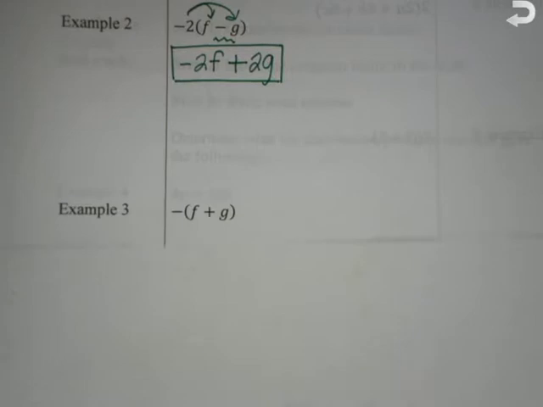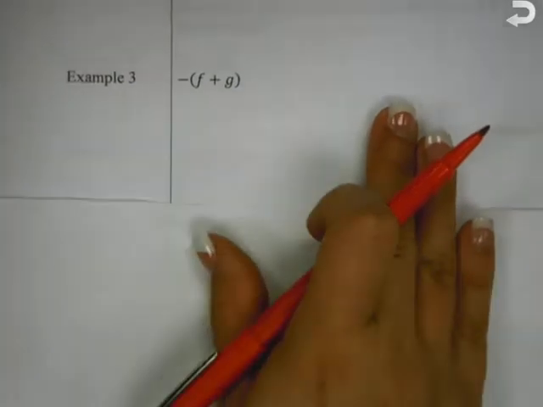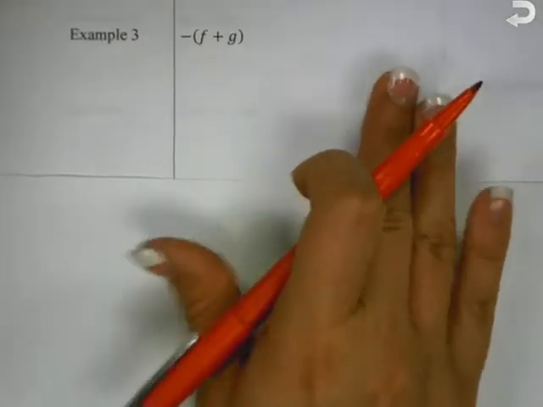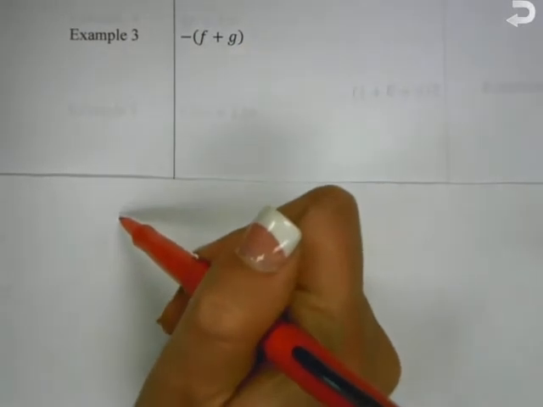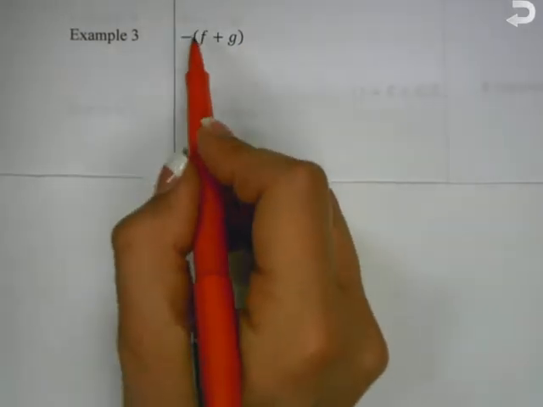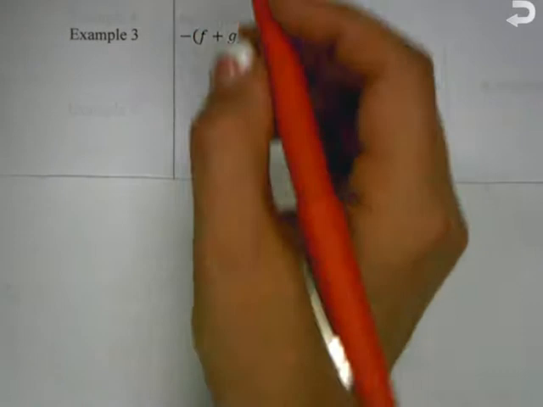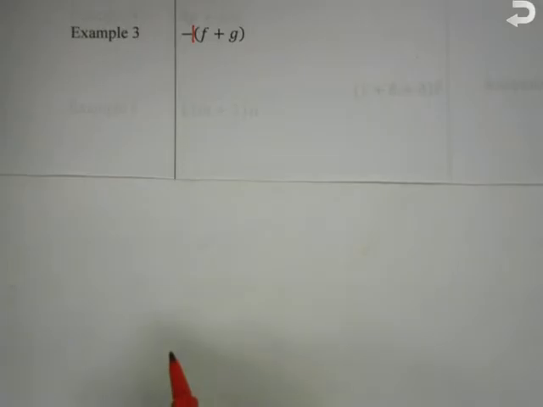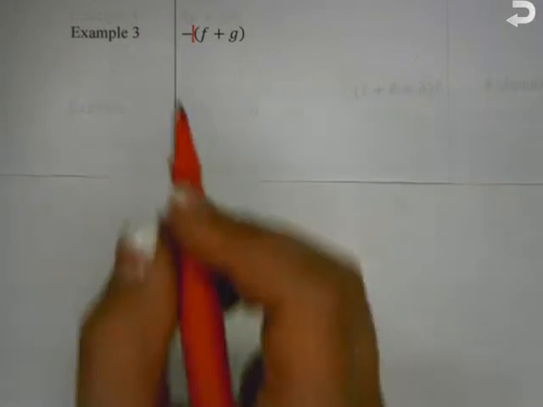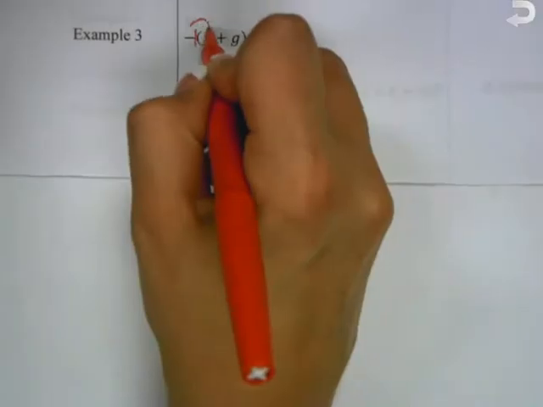Okay, example 3. Negative times f plus g. Now, if I have just a negative here, what's there that I can't see? An invisible 1. So I'm going to draw in that invisible 1. And then I'm going to distribute that invisible 1 into the parentheses.